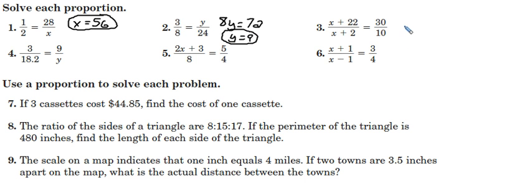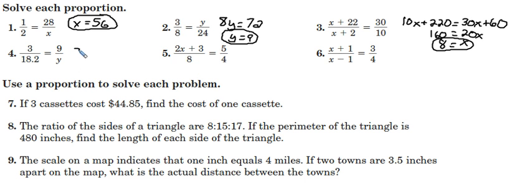Number 3, cross multiply. 10 times x plus 22 is 10x plus 220. Set that equal to 30 times x plus 2, 30x plus 60. We're going to subtract 10x from both sides and get 20x. We're going to subtract 60 from both sides and get 160. And then divide both sides by 20, x equals 8. And that's number 3.